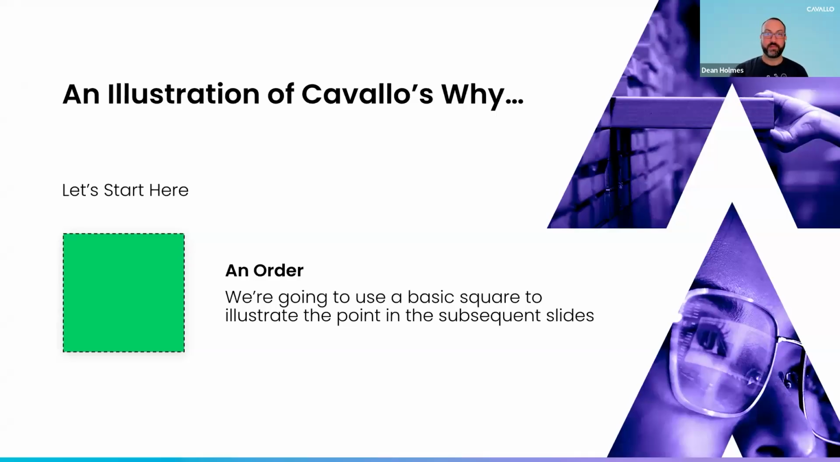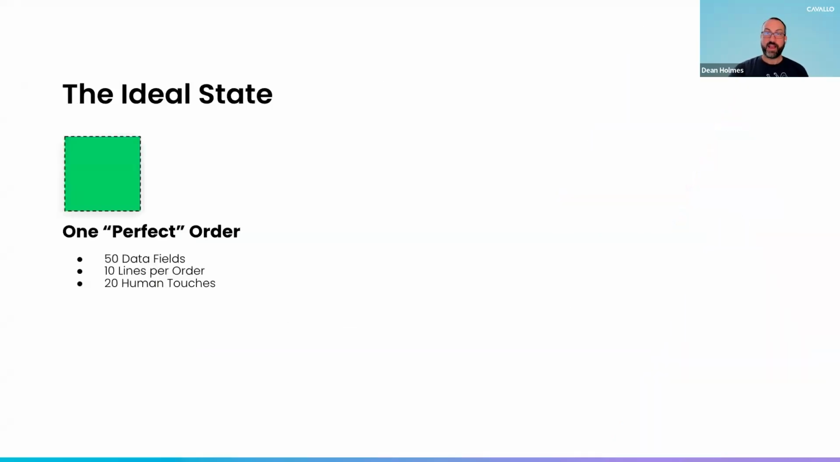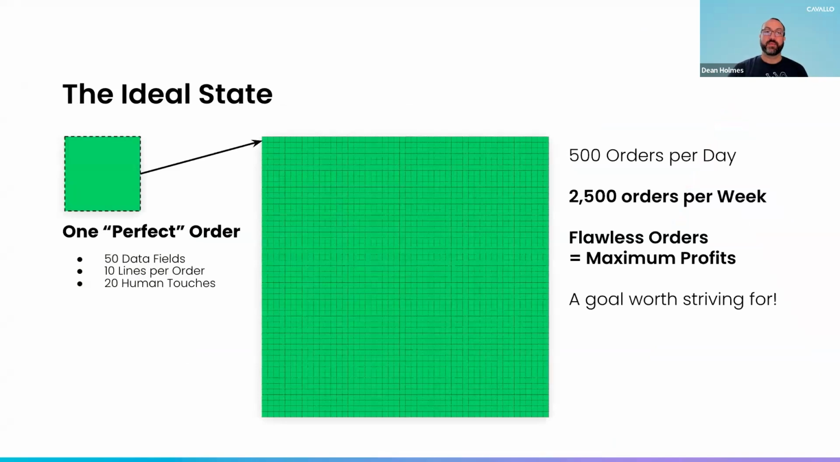Single order, one little green box, one little order. In an ideal state, this is a perfect order. Maybe it has 50 data fields, 10 lines per order, 20 human touches. And in this example, as an example distributor that handles 500 orders a day, this gives us about 2,500 perfect orders a week. And that's how it works, right? 2,500 flawless orders for max profitability.